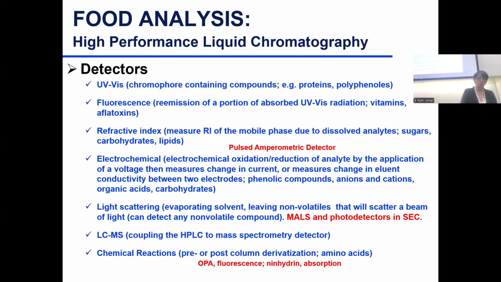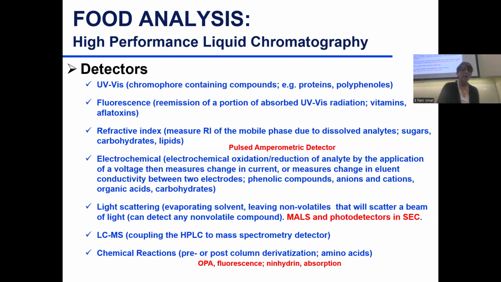Refractive index. So refractive index is based on change in concentration of the mobile phase, dissolved analytes of interest. It changes the refractive index. So it's used very commonly in carbohydrate analysis. And in that case, you only use isocratic elution, because if you change the concentration of the mobile phase over time, it will change the refractive index. And you don't want that. You only want the refractive index to change proportionally to the concentration of the solute.